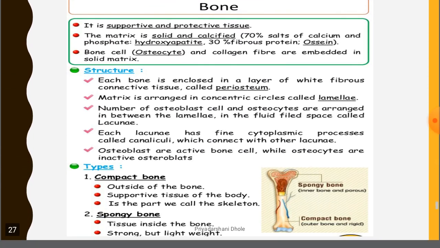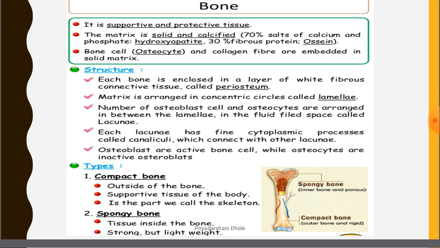Next one is bone. It is a hard, supportive and protective tissue. It is solid and calcified. 70% is salts of calcium and phosphate, then hydroxyapatite. Then 30% is fibrous protein, which is ossein. The bone cells, which are called osteocytes, and collagen fibers are embedded in a solid matrix.